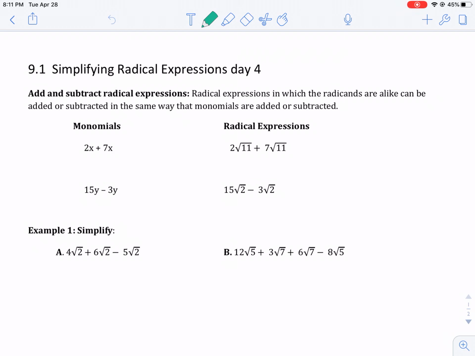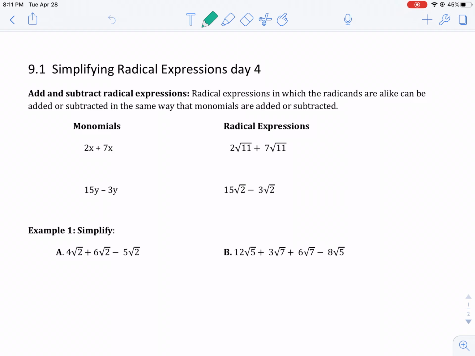All right, today we're going to do the 9.1 day 4 video. It is about simplifying radical expressions. We have 2 more days of simplifying radicals. So today we're going to focus on adding and subtracting radicals. And we are going to add and subtract them very similarly to how we add and subtract monomials.